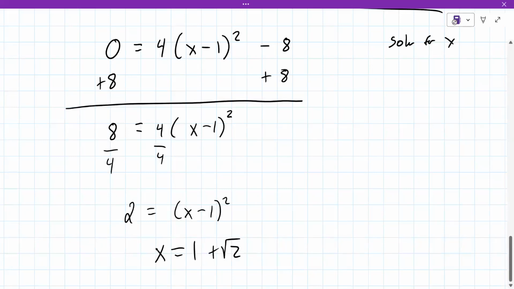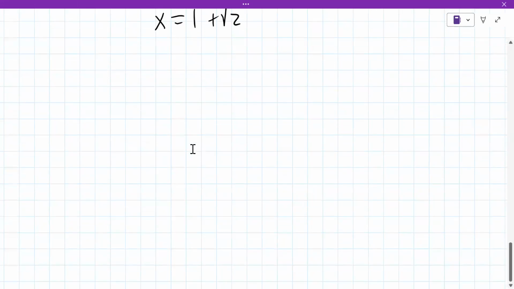All right, so now I think you've got it. Let me give you one more to try. Is that okay? Yeah, that's cool. All right, I'm going to switch it up just a tiny bit here. Let's go: 3 times (x plus 4) squared minus 9 equals 0.